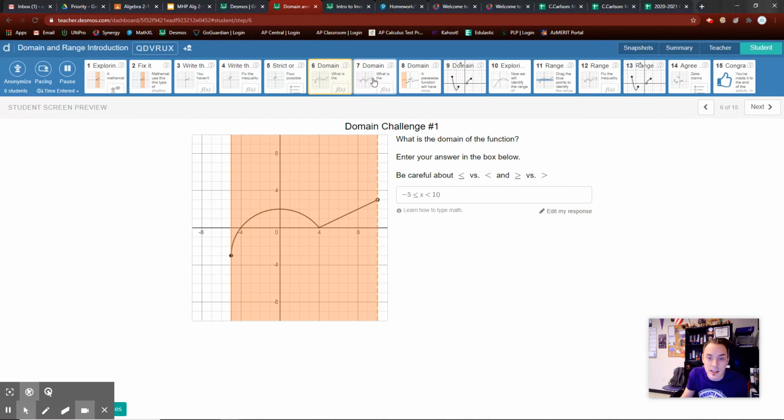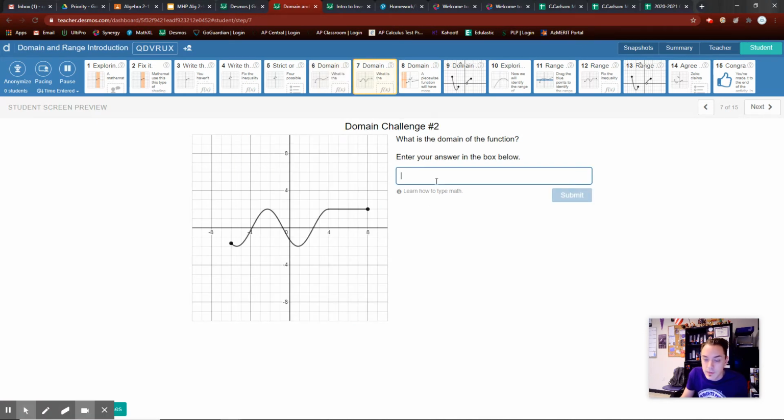Let's move on to the next slide. What is the domain of this function? What do you think? Try to do this one by yourself. Look at the x values. I'll give you a hint. I'll give you the interval notation. How about that? And then you can try to do the inequality right here. What it wants is the inequality. Don't put the interval notation. Put the inequality here, okay?